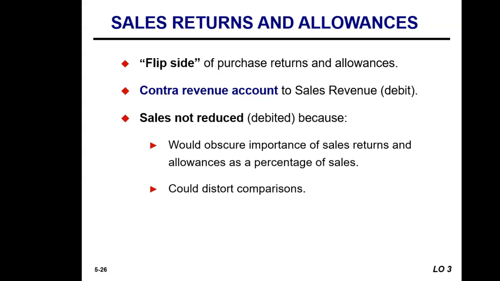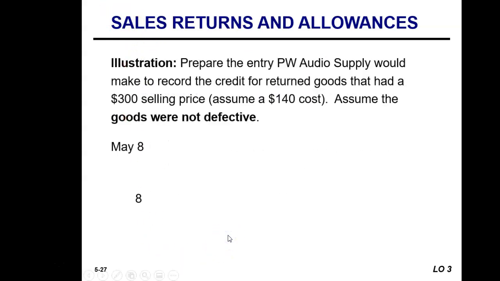The word contra means opposite or against. Normally, your revenue accounts increase on the credit side, but because this is a contra revenue account, it is going to increase on the debit side. This account, sales returns and allowances, is used to reduce your sales revenue to what we call net sales. When we get to the income statement, we'll show total sales for the accounting period, but then we'll subtract out any returns and allowances to get what's known as your net sales.